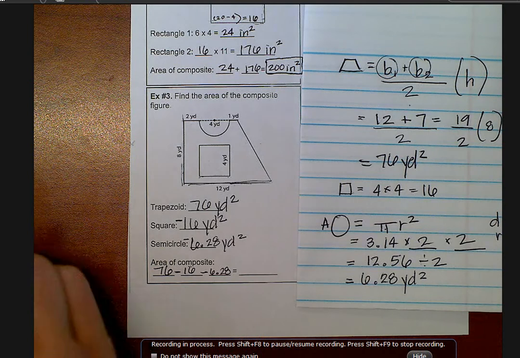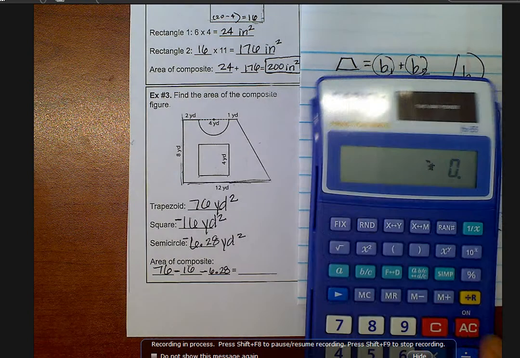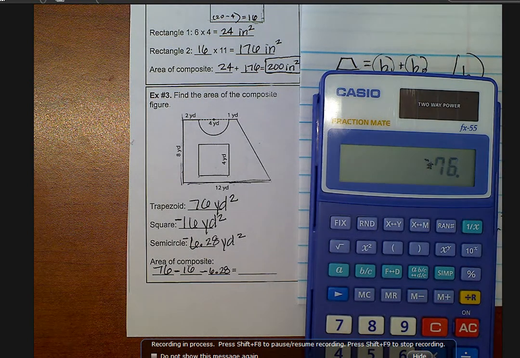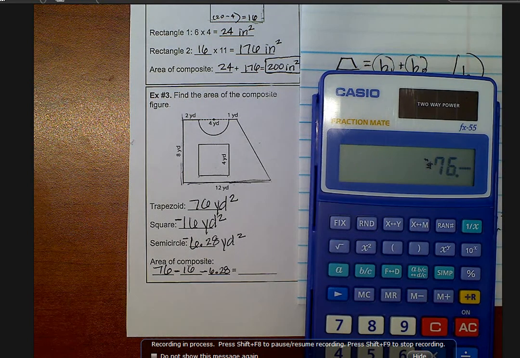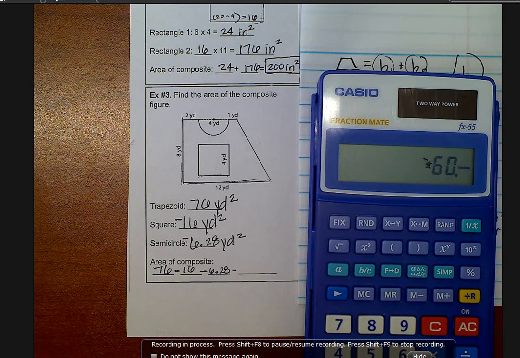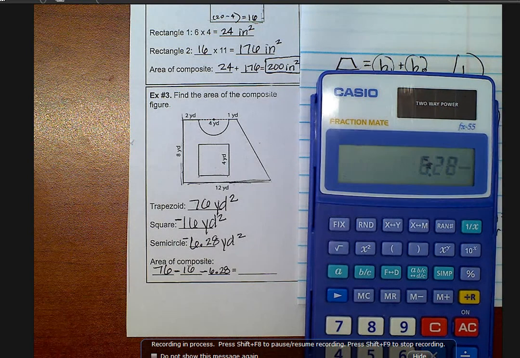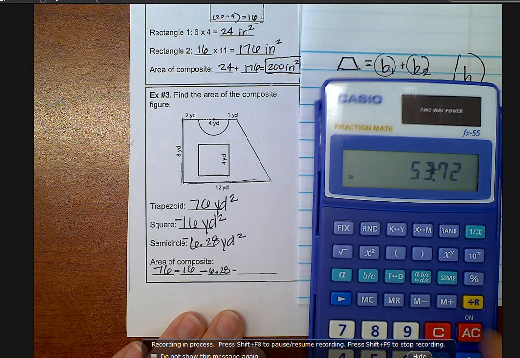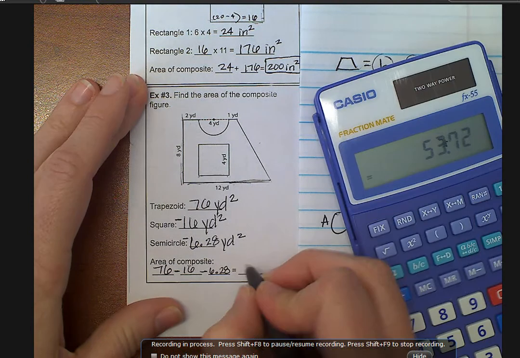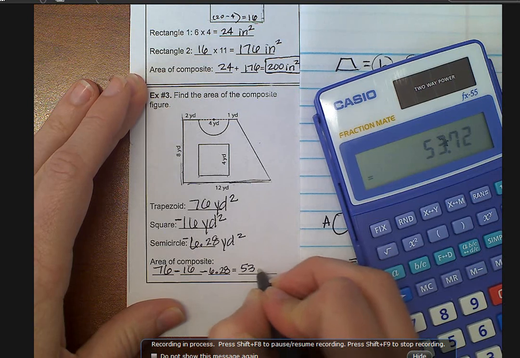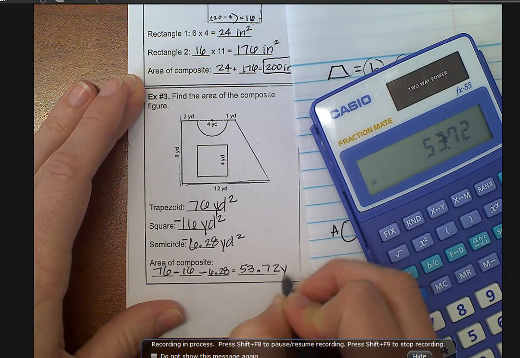Going back to your handy dandy calculator, the area of the trapezoid was 76, minus the area of the square, which was 16, minus the area of the semicircle, which was 6.28, and the total area left after you've cut out those spaces is 53.72 yards squared.